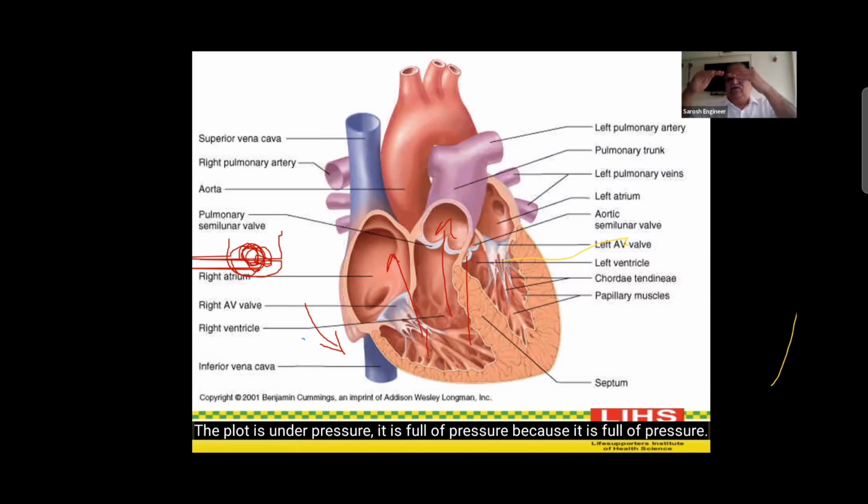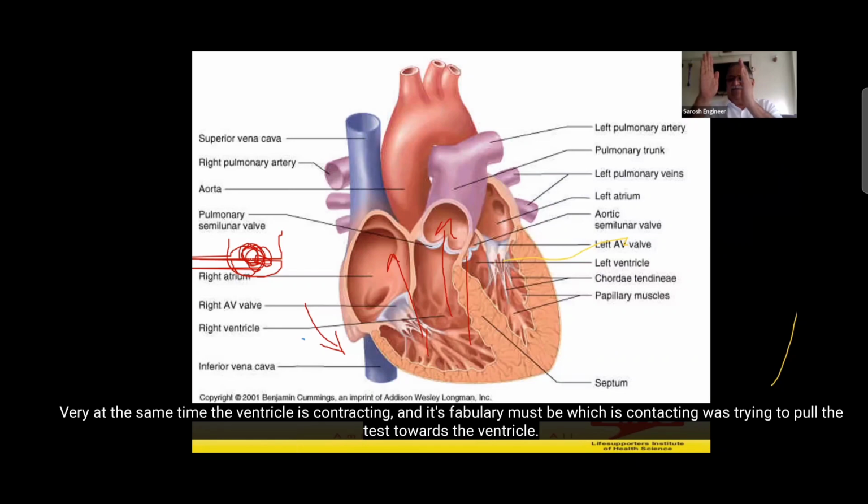Because it is full of pressure, the blood is going to push the cusp towards the atrium. See this? The hydrostatic pressure of the blood is going to push the cusp towards the atrium. So now both have gone towards the atrium. Whereas at the same time, the ventricle which is contracting and its papillary muscle which is contracting was trying to pull the cusp towards the ventricle.